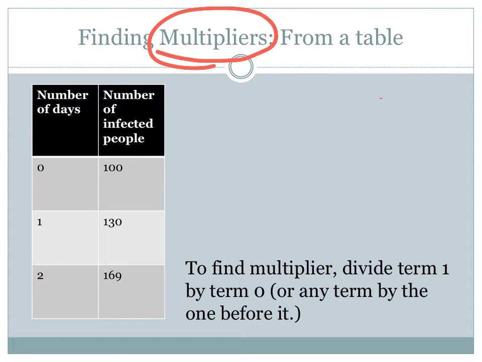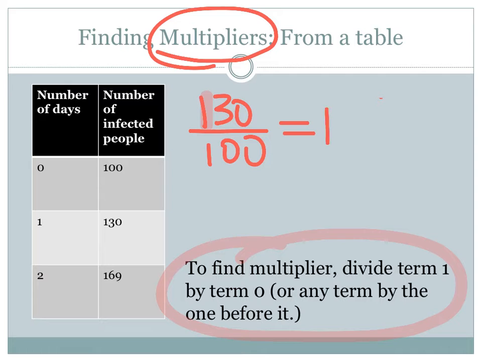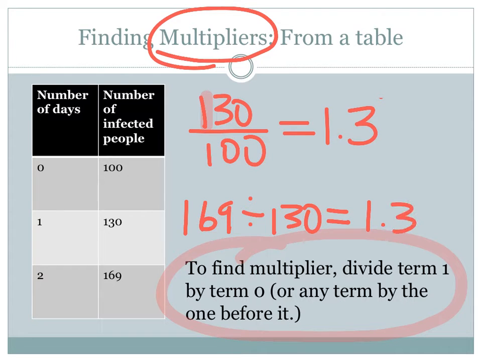And you find the multiplier by dividing term 1 by term 0, or term 2 by term 1, or term 3 by term 2. It doesn't matter. It just has to be the one after it divided by the one before it. So in this case, I could divide 130 divided by 100, and that would give me 1.3. Or if you wanted to write it the way you would put it in a calculator, term 2, 169 divided by term 1 of 130, it's going to give 1.3. So that's how you find the multiplier.